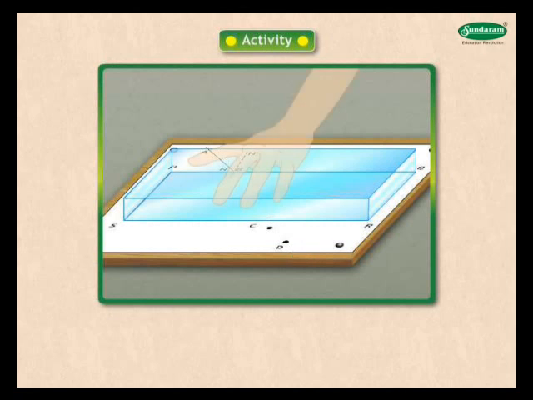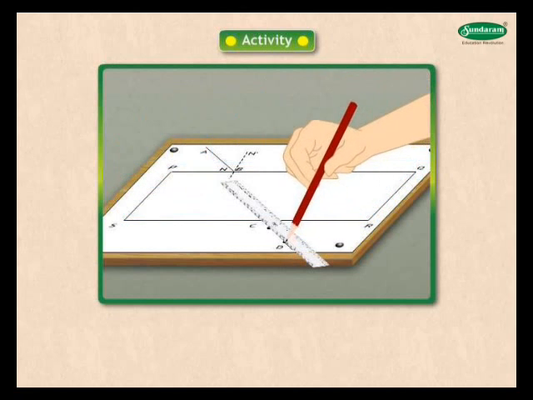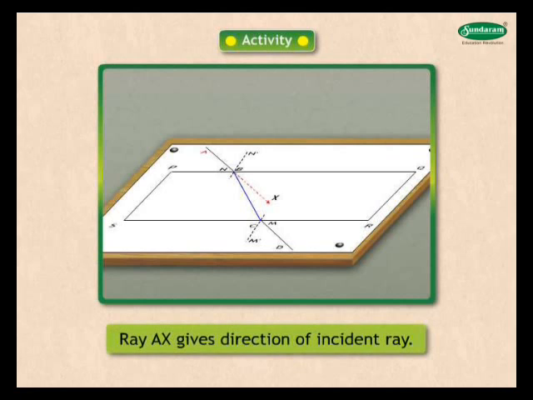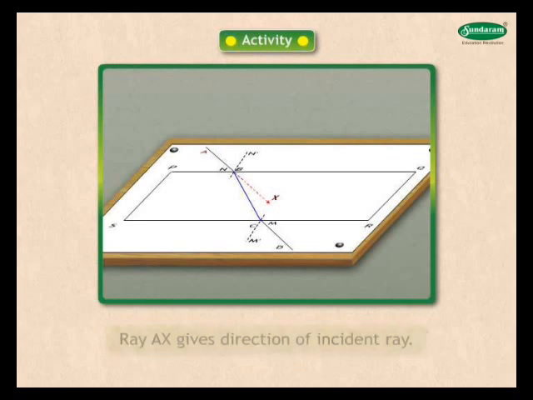Remove the pins and the slab. Join the positions of the tips of pins C and D by a line which meets side SR at M. Join N and M. Also produce AB up to X as shown. Ray AX gives the direction of the incident ray. What is your observation about the emergent ray and the direction of the incident ray?